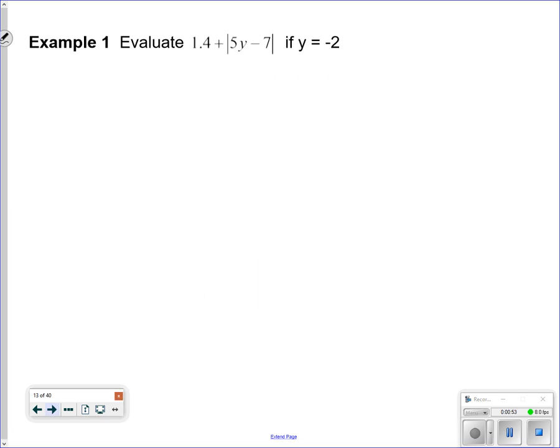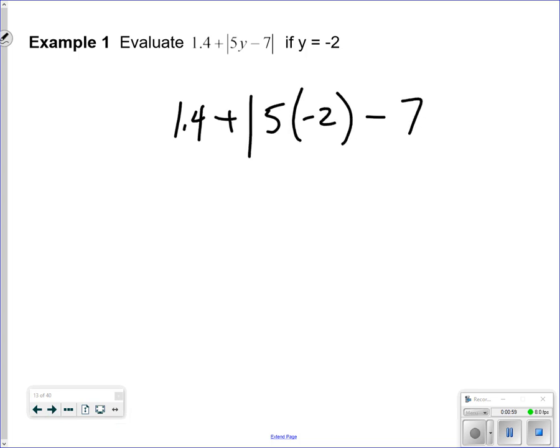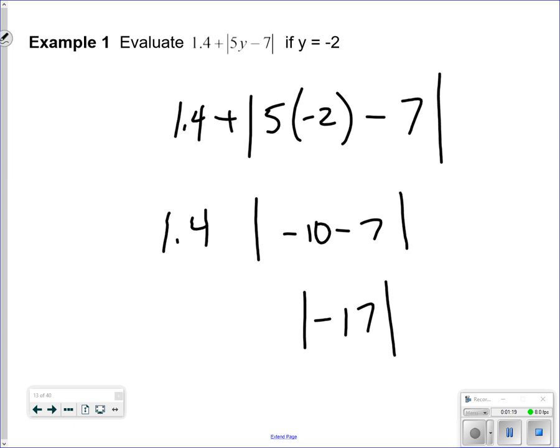So if I ask you to evaluate, meaning I ask you to put a number into this particular problem, 4y, and ask you to evaluate that. There's no equal sign. We're just evaluating, sorry, this particular expression. Whatever you do inside the absolute value, so 5 times negative 2 is negative 10, minus 7 is negative 17. So doing stuff inside the absolute value is kind of like doing stuff inside of a parenthesis. Now, what is the absolute value of negative 17? Well, it's positive 17, because that's how far away from 0 it is. And then 1.4 plus 17 is 18.4.